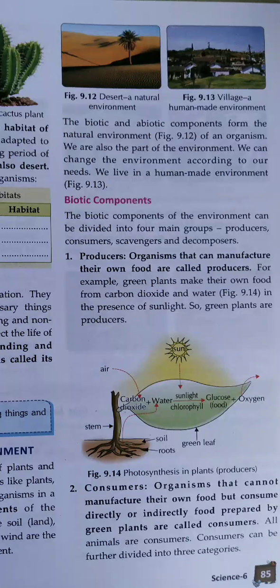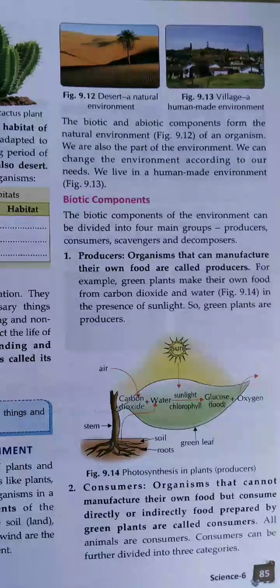First of all, we have producers. Organisms that can manufacture their own food are called producers. For example, green plants make their own food from carbon dioxide and water in the presence of sunlight. So green plants are producers. Next up we have consumers. Organisms that cannot manufacture their own food but consume directly or indirectly food prepared by green plants are called consumers. Means consumers are those which feed on producers, which feed on green plants. All animals are consumers. Consumers can be further divided into 3 categories.